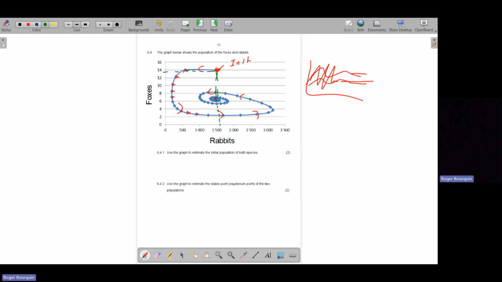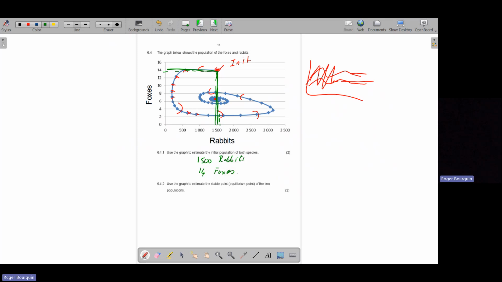I said the initial population of rabbits is roughly 1,500 rabbits. Okay, and foxes was around about 14 overall. 14 foxes. So those are your initial values.